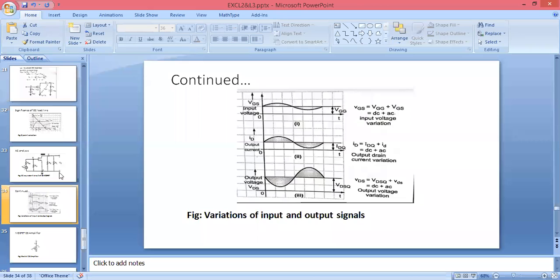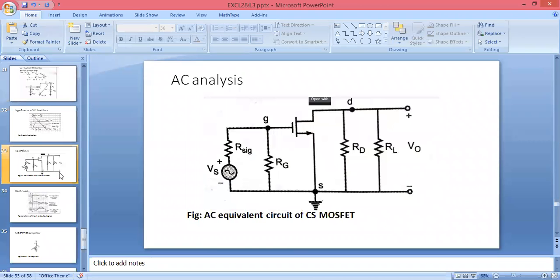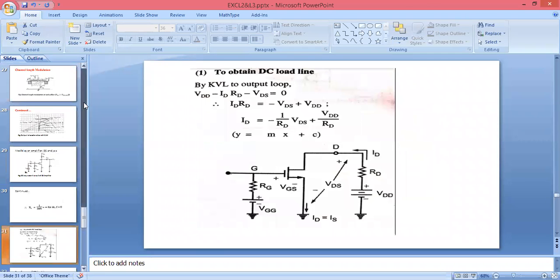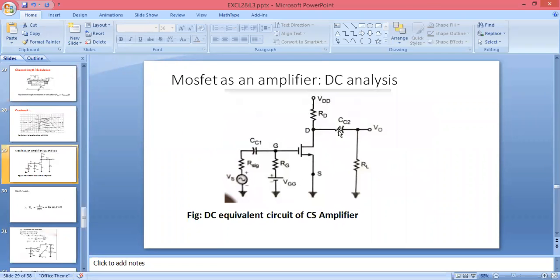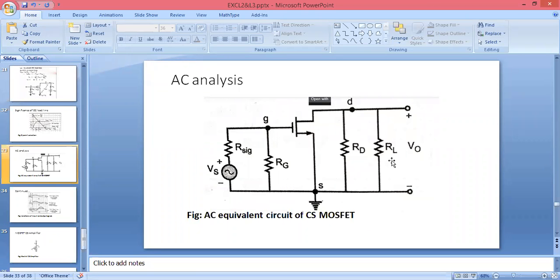Now we will see the AC analysis. In AC analysis, what will happen? We have to get the AC equivalent circuit by shorting the DC battery and capacitor. ये जो यहाँ पे मैंने DC बैटरी और कैपेसिटर लिए थे, if I am not giving them, what will happen? We will get the AC circuit. So this is the circuit diagram, the AC equivalent circuit for a MOSFET.